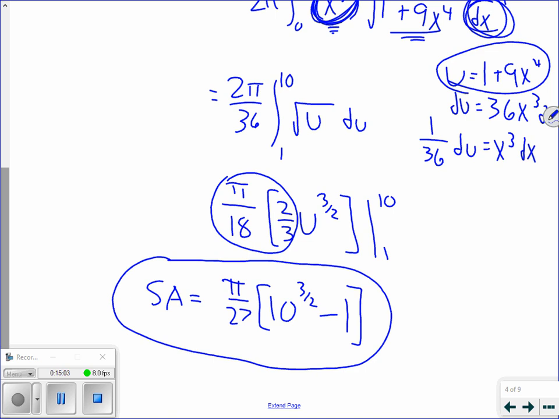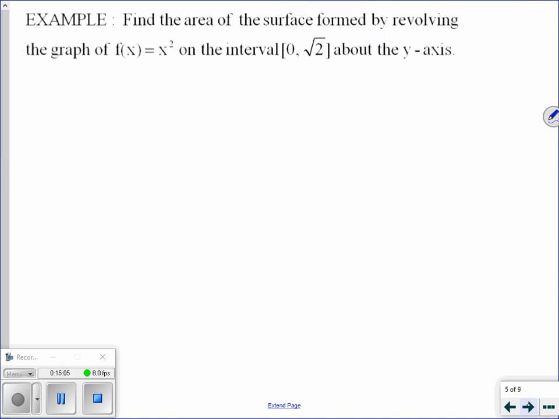Okay. Let's do one more together. Try to keep it as short as I can today. I'm not going to do all the examples. Let's try to do one more. It says find the area of the surface formed by revolving the graph x squared on the interval 0 to the square root of 2 about the y-axis. So there's the difference.